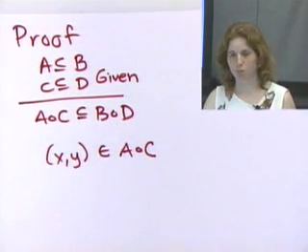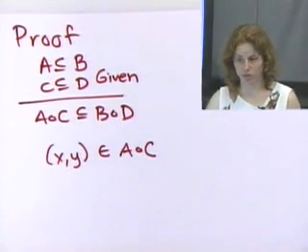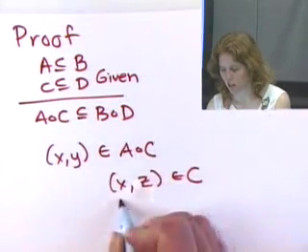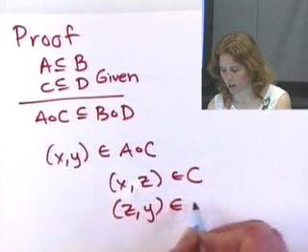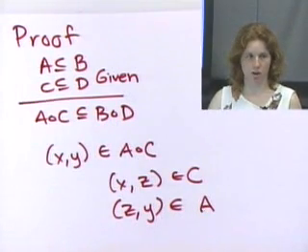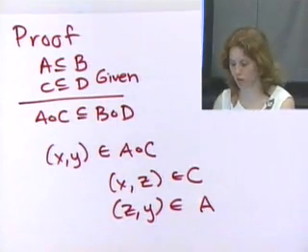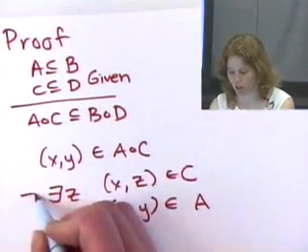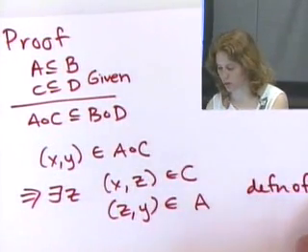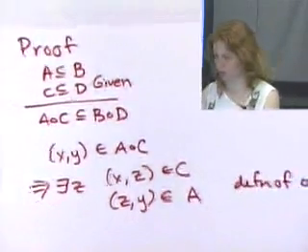So I have to figure out something about A and something about C. If x, y is in A composed with C, then C had to have x, z, maybe, right? So I have to have an x, z in C and z, y in A, right? Because otherwise I couldn't have gotten x, y in there. I don't know what z is, but there exists a z. So that implies, because of the definition of composition, that I have to have those two points.